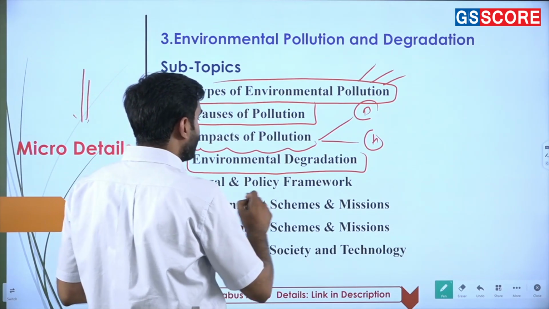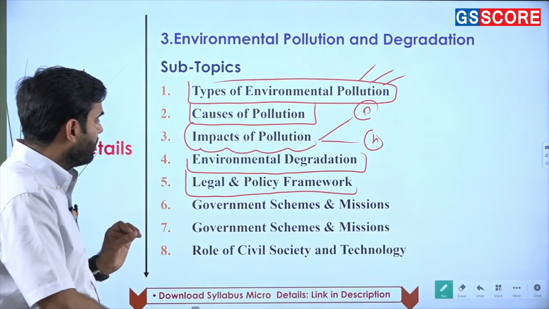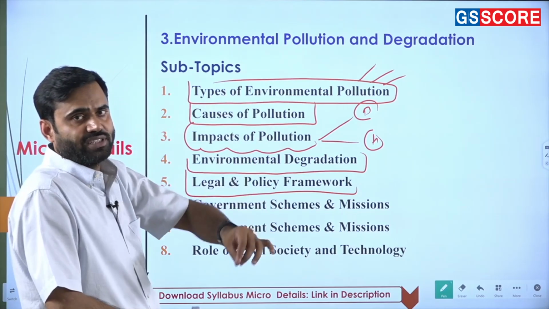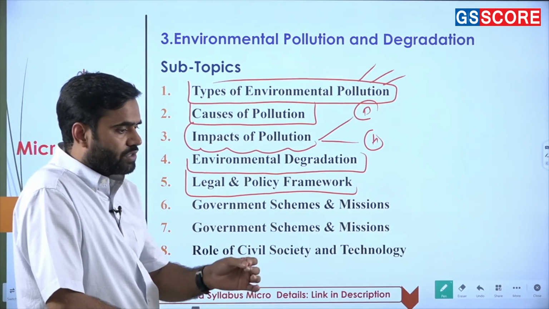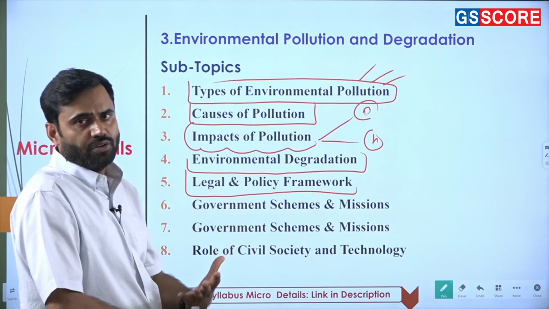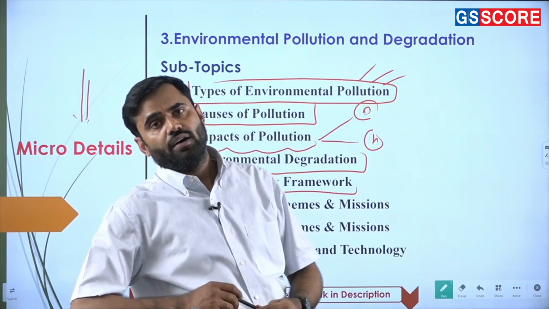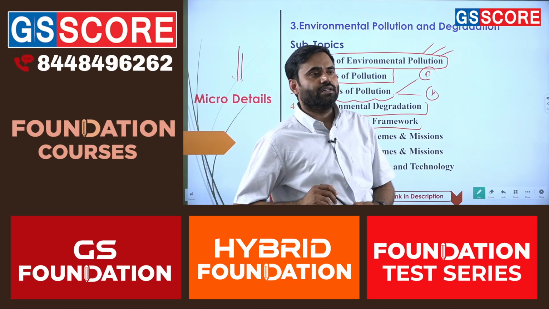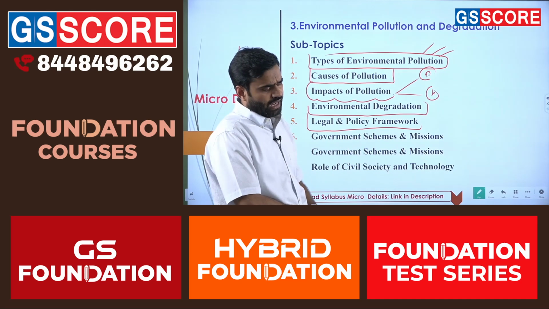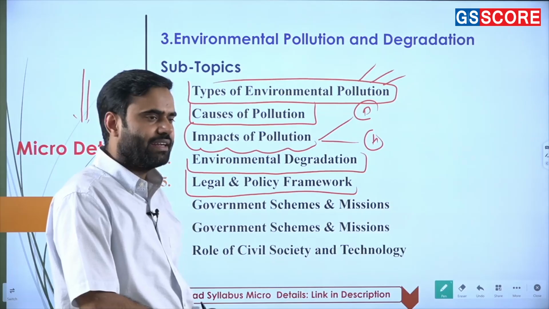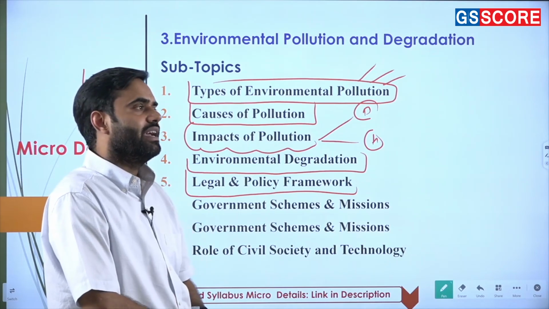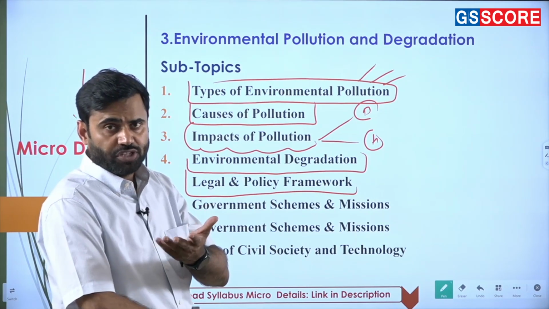Then there are the legal and policy frameworks. There are a number of legal and policy frameworks from 1972. For biodiversity, we have the Wildlife Protection Act 1972 and the Biological Diversity Act 2002. On the other hand, for pollution we have a number of acts: the 1974 Water Act, the 1980 Forest Act, the 1981 Air Act, the 1986 Environment Protection Act, the 1991 Public Liability Insurance Act, the 2016 Solid Waste Management Rules, and the 2000 Noise Pollution Rules.